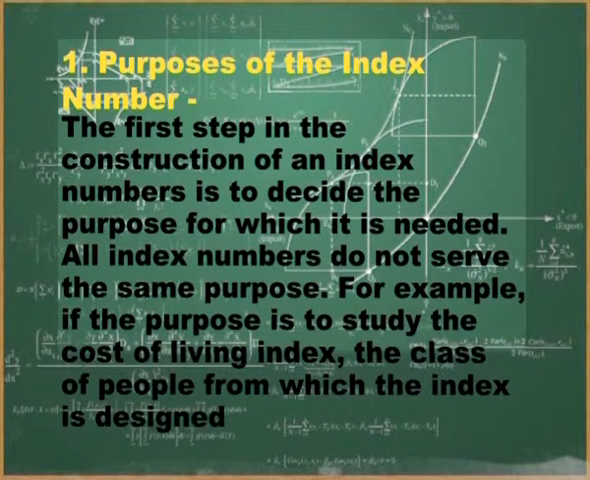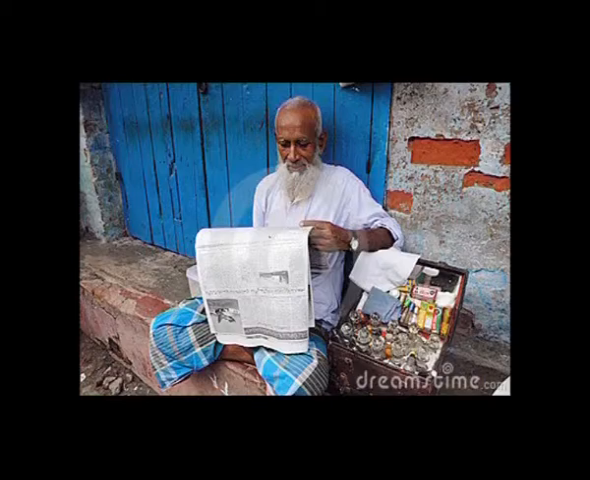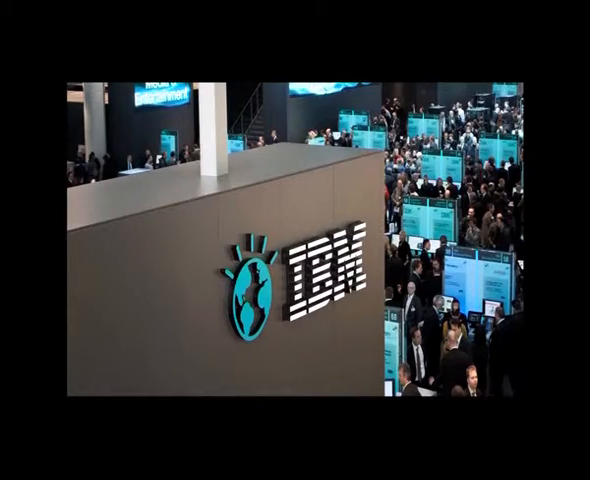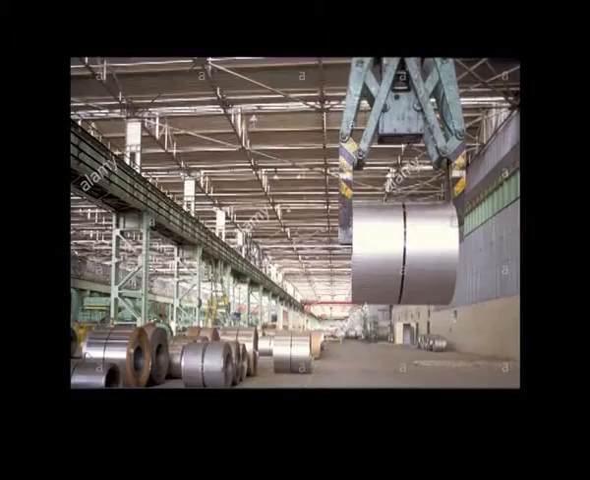For example, if the purpose is to study the cost of living index, the class of people for which the index is designed, that is low income group, middle income group, agriculture or industrial workers, etc., should be clearly specified, because the consumption pattern of all the commodities by the people of different classes varies considerably.